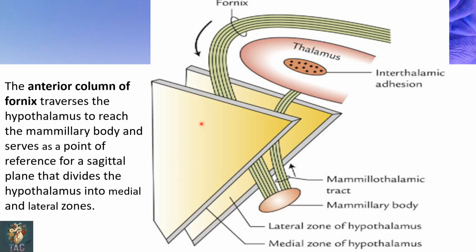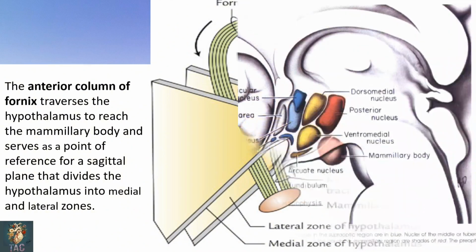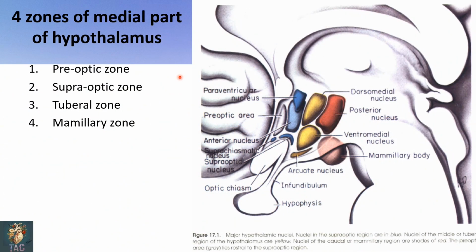So this area is the medial zone and this area is the lateral zone, and this one is the anterior column of the fornix, which is passing through the substance of the hypothalamus to reach the mammillary bodies. So the different zones which are present: first we will describe the zone which is present in the medial part of the hypothalamus, because as I have told you, these parts are divided by the anterior limb of the fornix into medial and lateral parts. So in the medial part of the hypothalamus, first of all you can see the one which is most anterior.